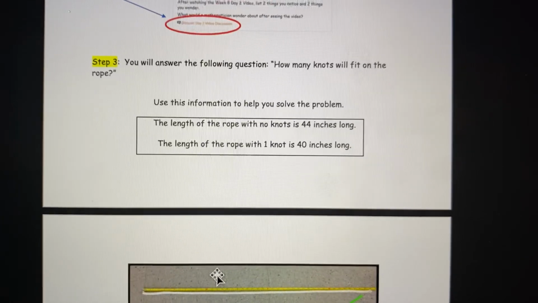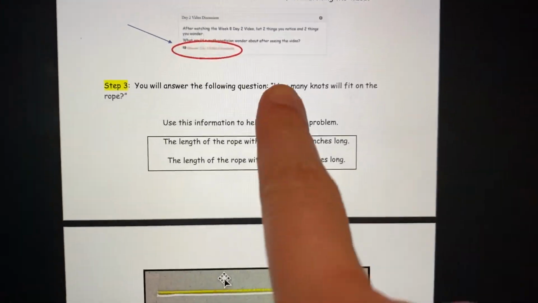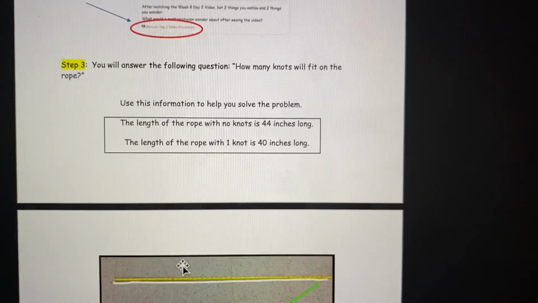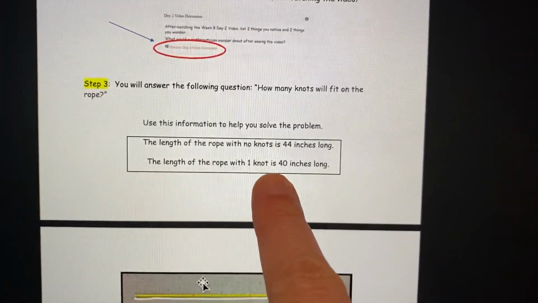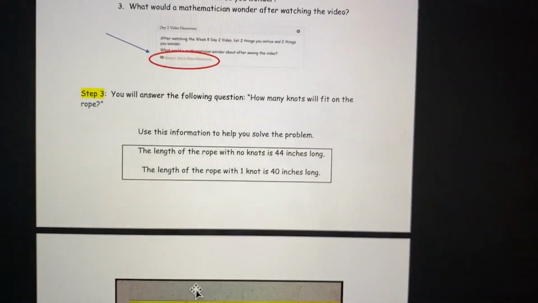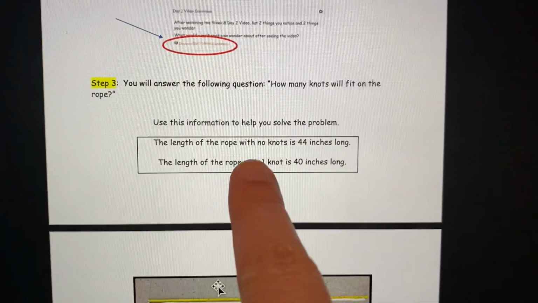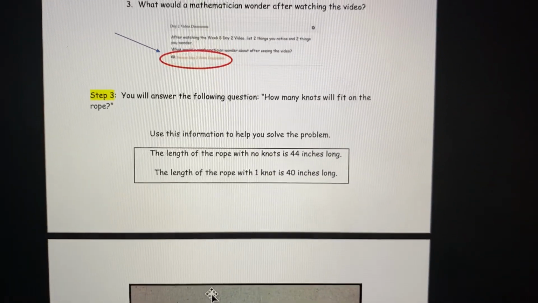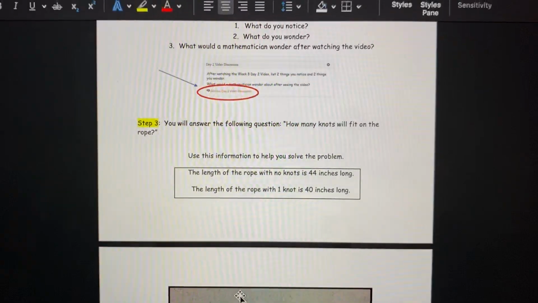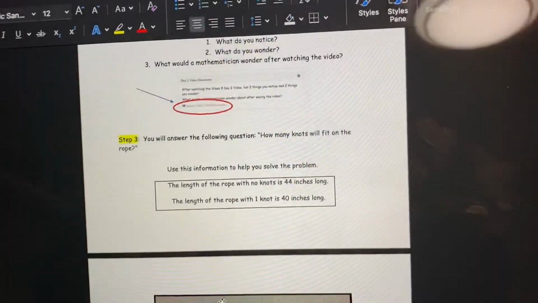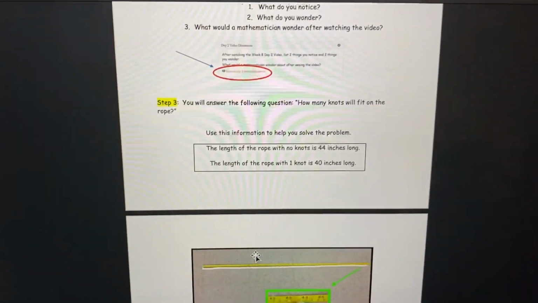So boys and girls, right off the bat, what is 44 minus 40? Or better yet, if I'm at 40, how many more do I need to get to 44? I need 4 more. So we know that 1 knot equals 4 inches. So if I were to do a pattern with this assignment, I would do this to help you guys.